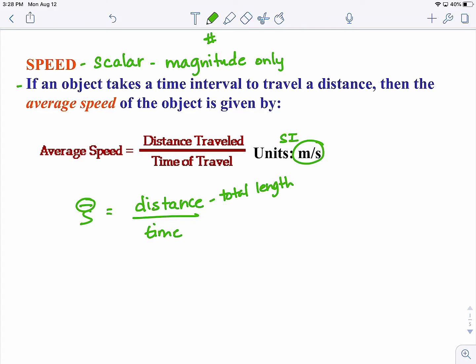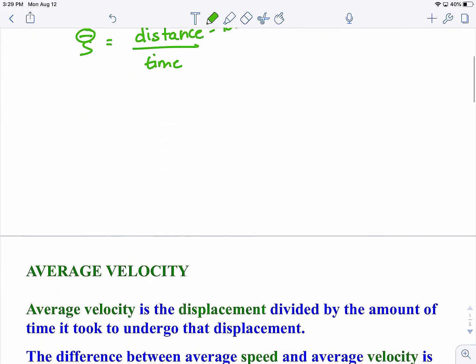The SI units for speed are meters per second. However, it is appropriate to express the speed in centimeters per second if you're talking about something that's moving really slowly, like a ladybug or some kind of insect, or even kilometers per hour. If you're talking about an airplane or a car, it is okay to express those units in kilometers per hour. So, speed. How is that different than velocity?